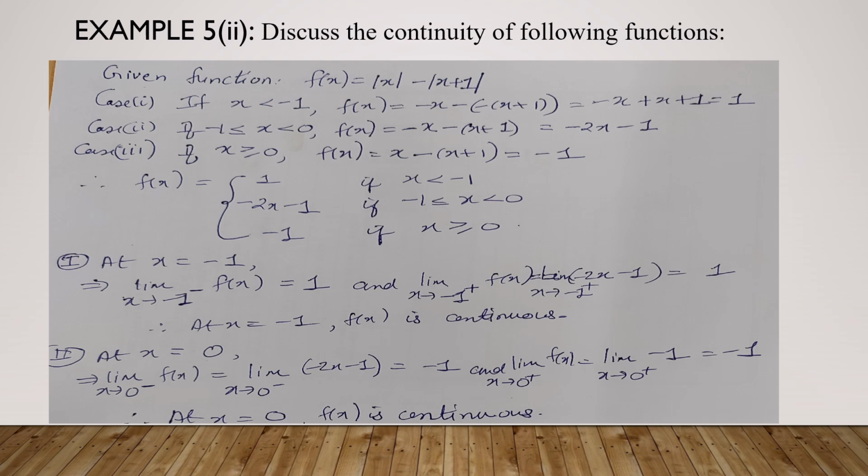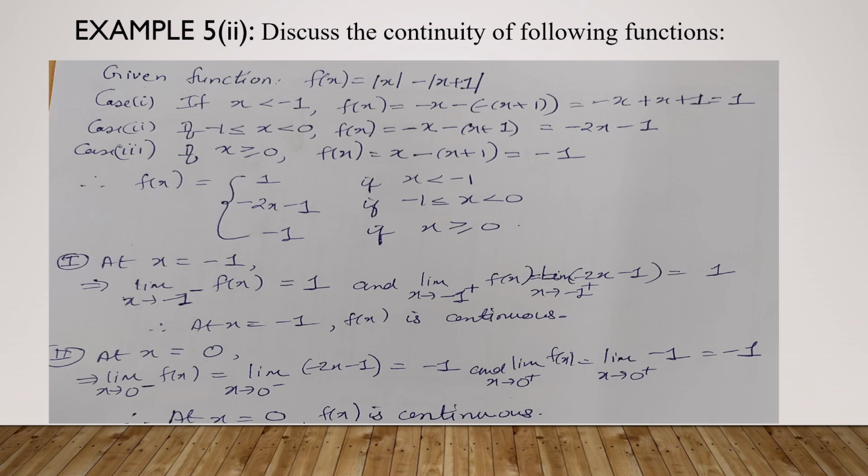Now since you have the function as mod x minus mod of (x plus 1), three cases will arise. In the first case, x is less than minus 1. In this case, how is your function defined? f(x) is equal to, since x is negative, mod x will be minus x, minus, again x plus 1 will also be negative because x is less than minus 1, so mod of (x plus 1) will be minus of (x plus 1). So minus x minus minus of (x plus 1), so it is 1.